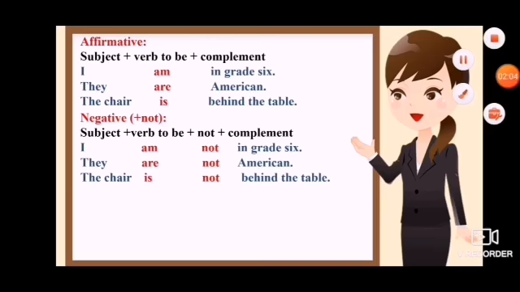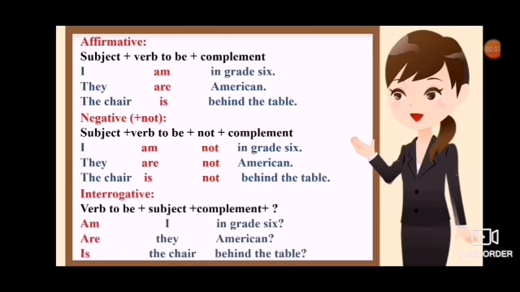And now, the interrogative sentence. The interrogative sentence is done by changing the affirmative sentence into a question. Let's go back to the affirmative sentence. To make an interrogative sentence, we invert the subject and the verb to be. So it becomes the verb to be at the beginning of the sentence plus subject plus complement plus we don't want to forget to write a question mark.